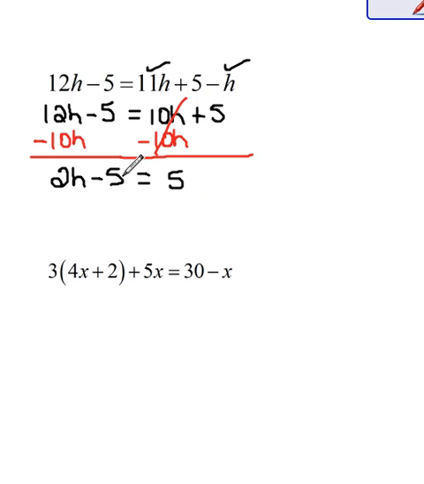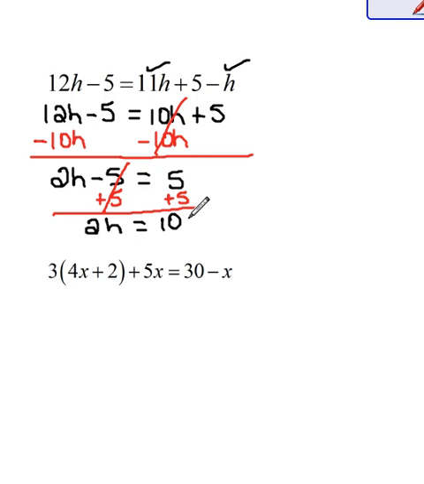Now again, we're going to need to move our numbers together. So I'm going to move this to the right so that we have letters on one side, plain numbers on the other. So I'm going to do the opposite of a minus 5, which would be a positive 5. And we're going to do that to both sides of the equation. Now, once we do that, on the left-hand side, we're left with 2h equals, and on the right-hand side, 5 plus 5 would be 10.